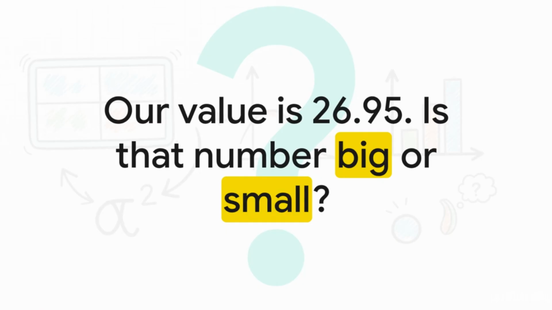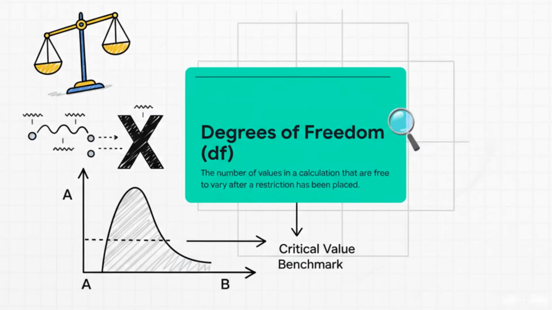Well, it depends on how many categories we were looking at in the first place. A difference of 26.95 spread across just a few categories is a lot different than that same number spread across, say, 30 categories. And that's where degrees of freedom come into play. Think of degrees of freedom, or DF, as a way to account for the size of your experiment. It gives us the context we need to judge our chi-square value.